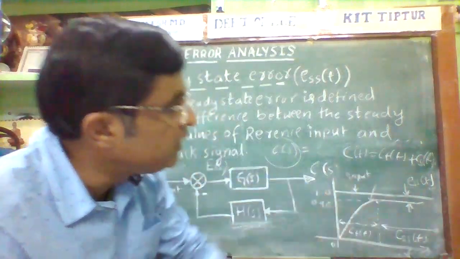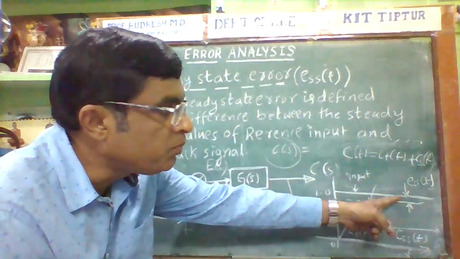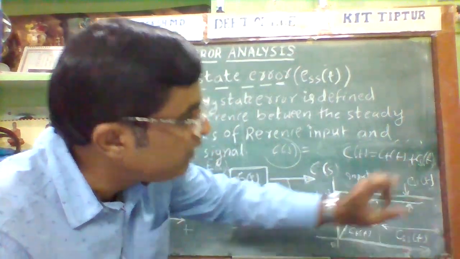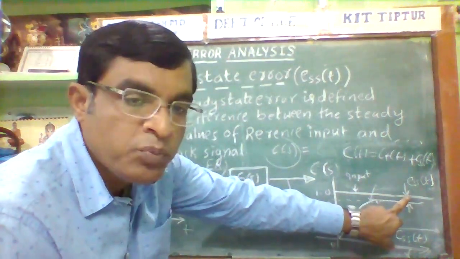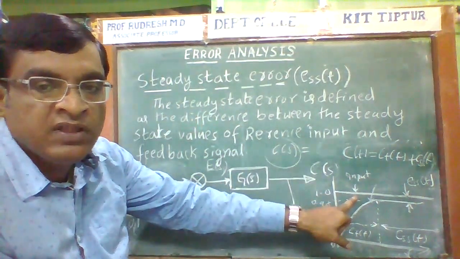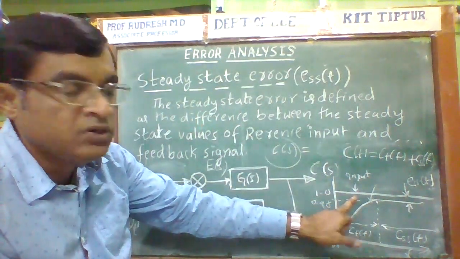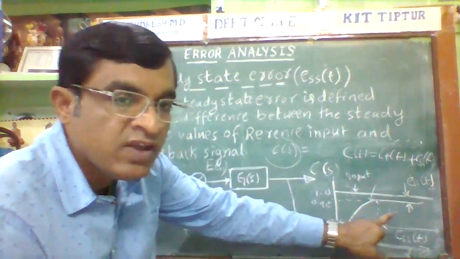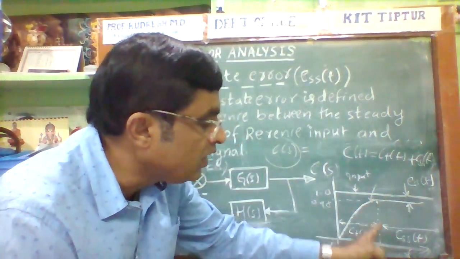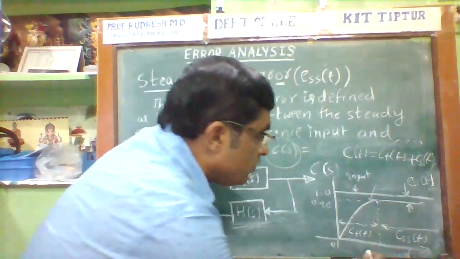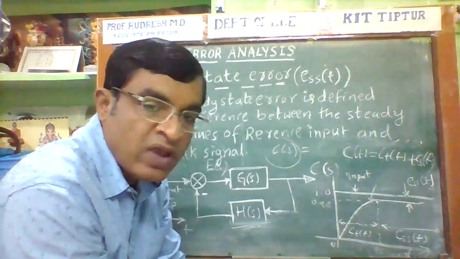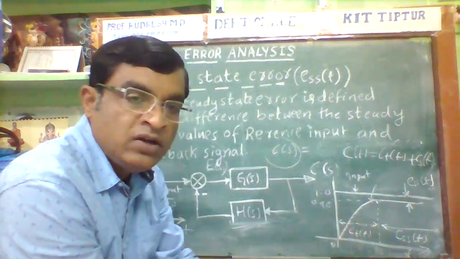Now the difference between the desired output and the actual output. We expected the output to be similar to the input, but this is the shape of the output. Therefore, after reaching TS, the time required to reach the steady state value, this is called the TS value.